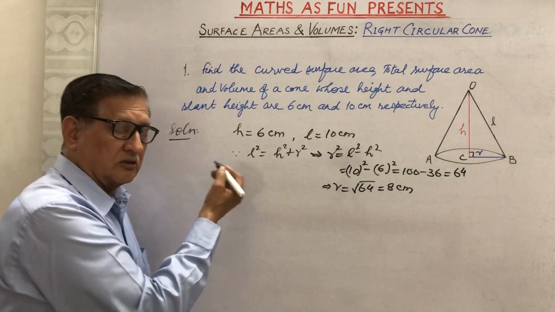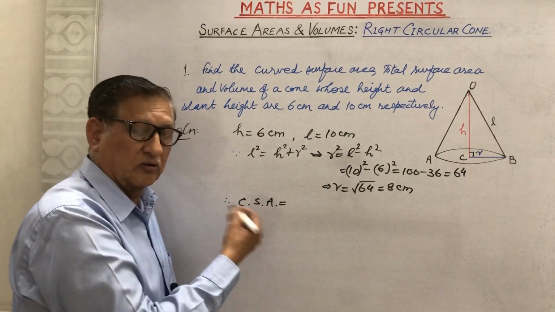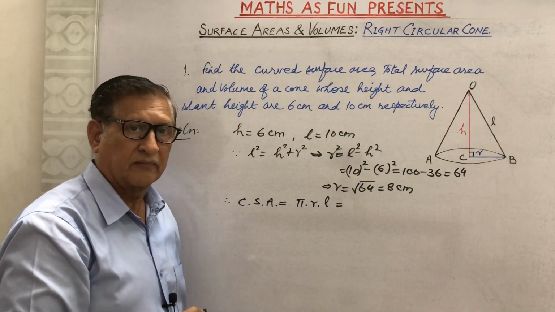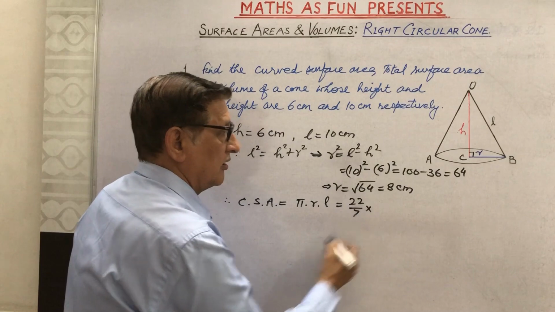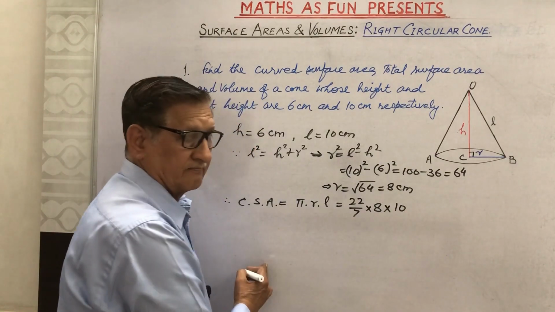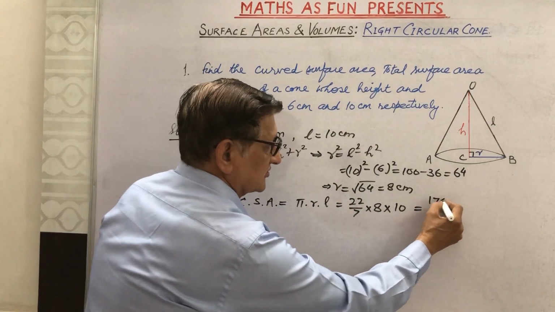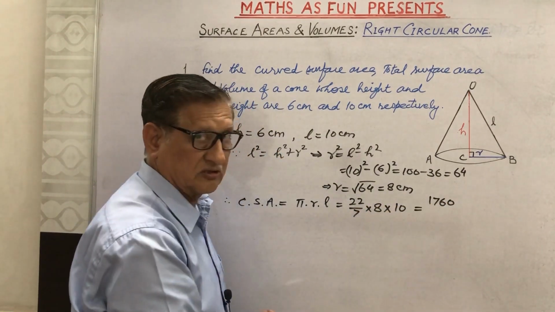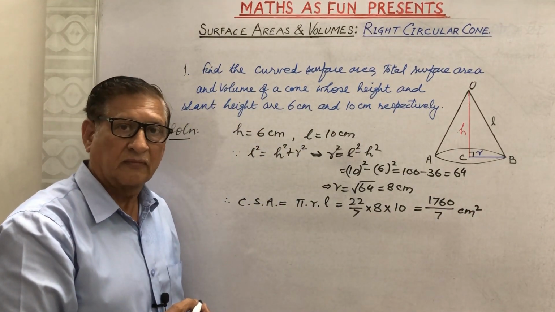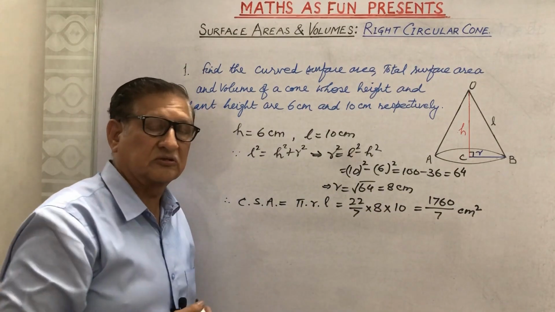And now we can find out the curved surface area. Therefore, the curved surface area of a cone, we know the formula, is π × r × L. π is 22/7. R we have found just now, that is 8, and L is given as 10. So we find 22 × 8 is 176, times 10 is 1760 divided by 7 centimeters square. So the curved surface area is 1760/7 centimeters square.